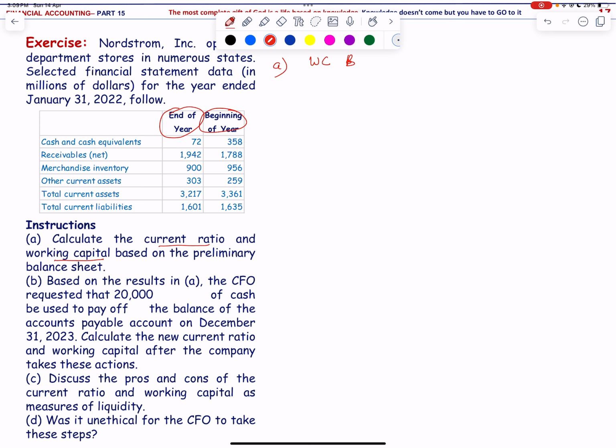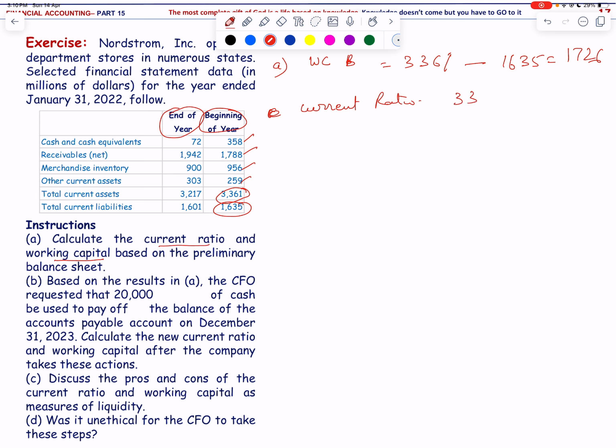That is current assets, and the current assets will be cash, receivables, merchandise inventory, other. So we have the total current assets of 3,361 minus current liabilities, and that is 1,635. So this is equal to 1,726. Then the current ratio will be current assets 3,361 divided by 1,635, and that is equal to 2.06.